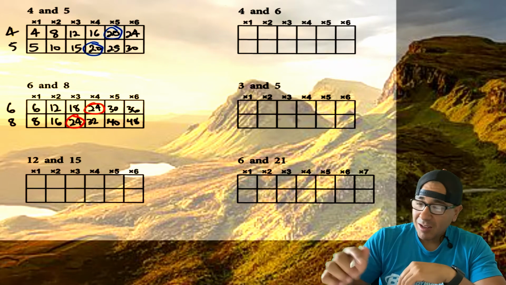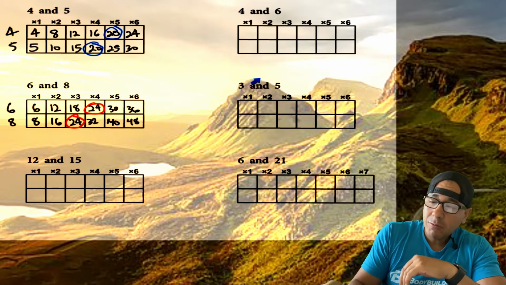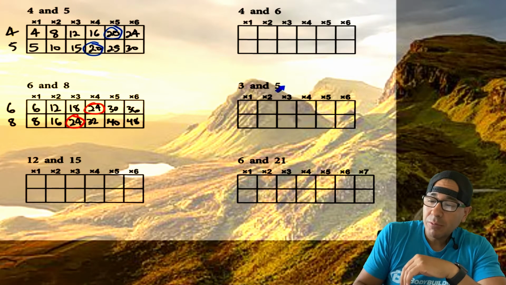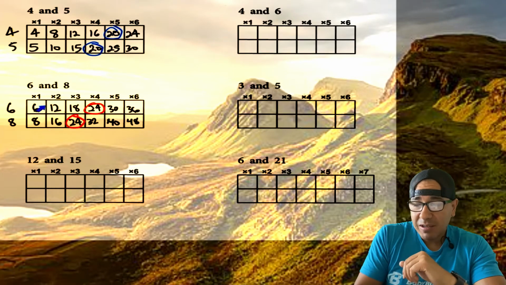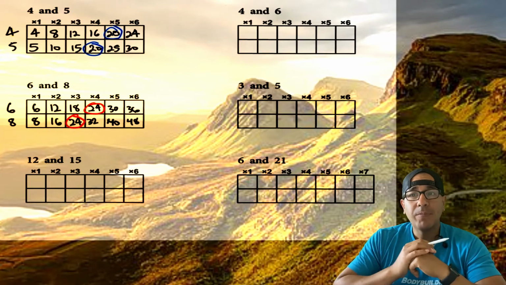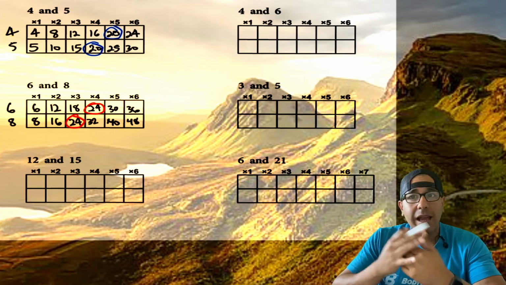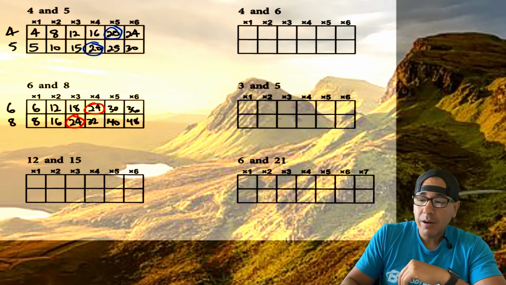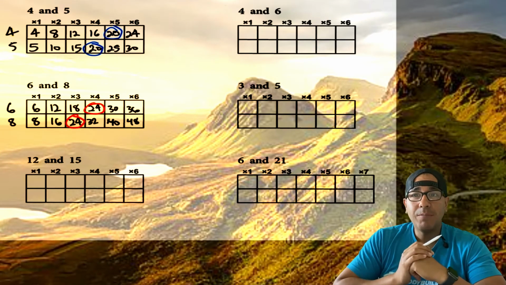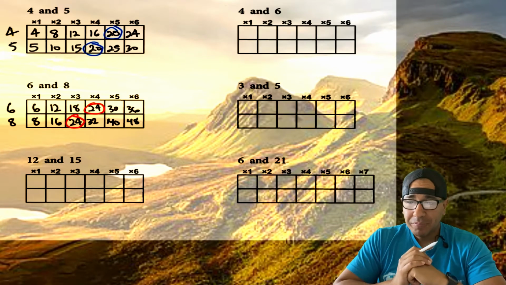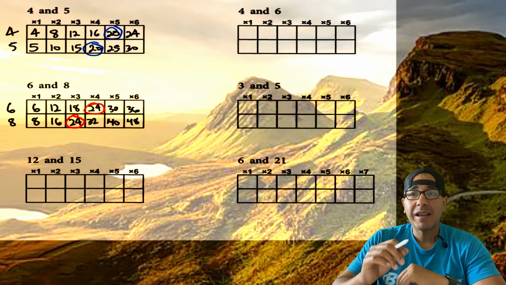Here we have some more practice for you. You're going to do this with 3 and 5. Some of you are going to need to make a list just like we're doing here, and others who really like multiplying in your head could probably do this in your head. Either way, it's okay. That's the first thing we need to get comfortable with.